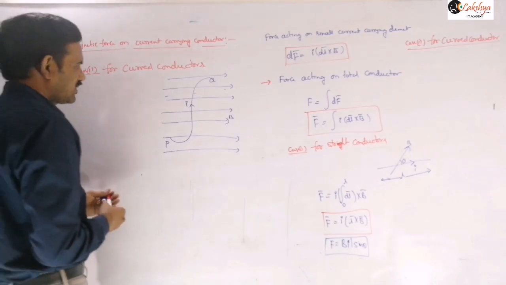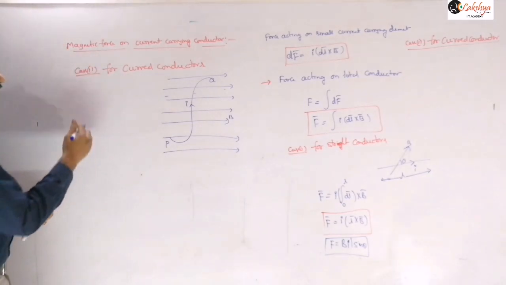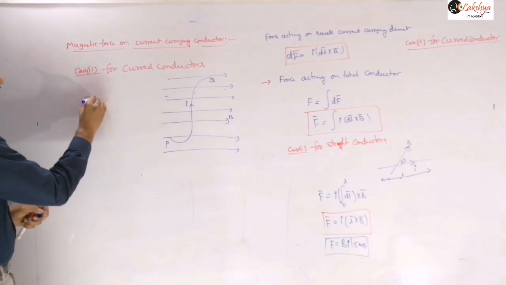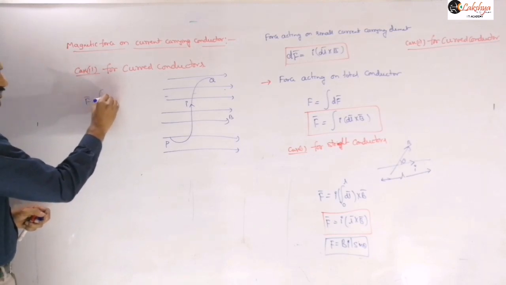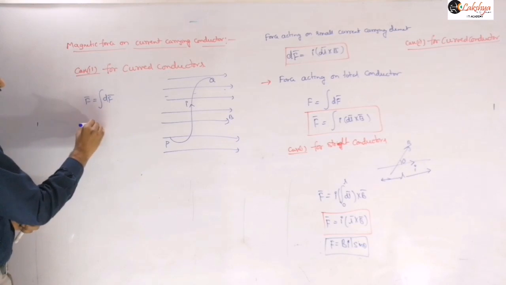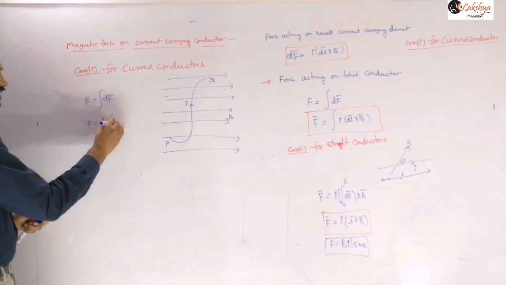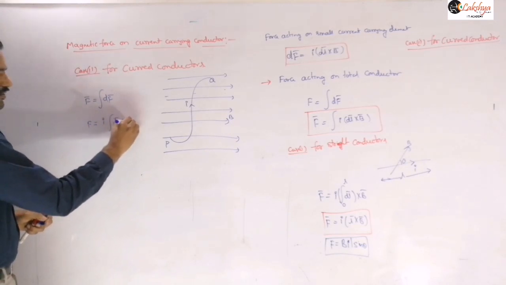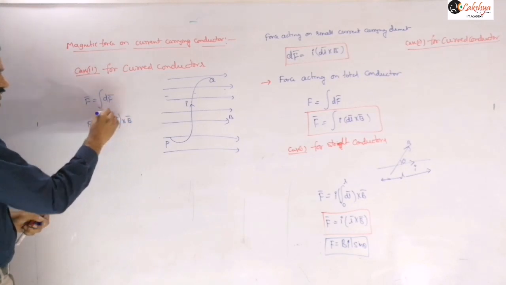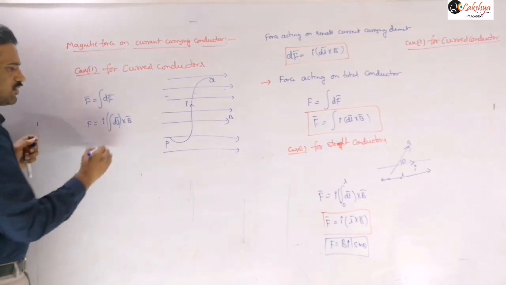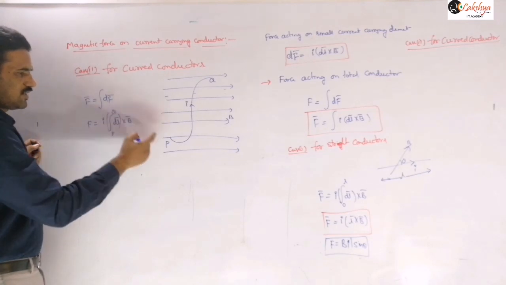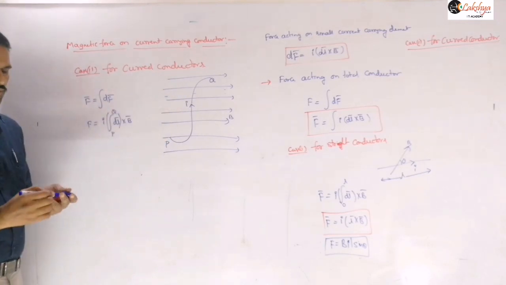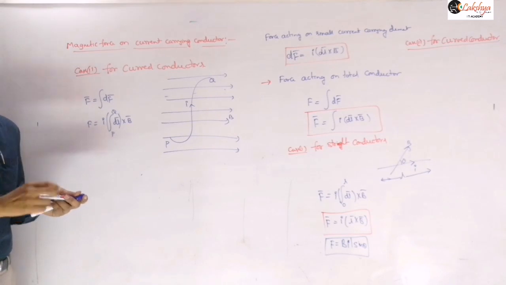So then what we can write here is, force acting on curved conductor means F bar is equal to integral of dF bar. So this value is nothing but I into integral of dl bar cross B bar, right? And now this is from P to Q. For example, in this case I am taking P to Q. So for that conductor we need to integrate there.